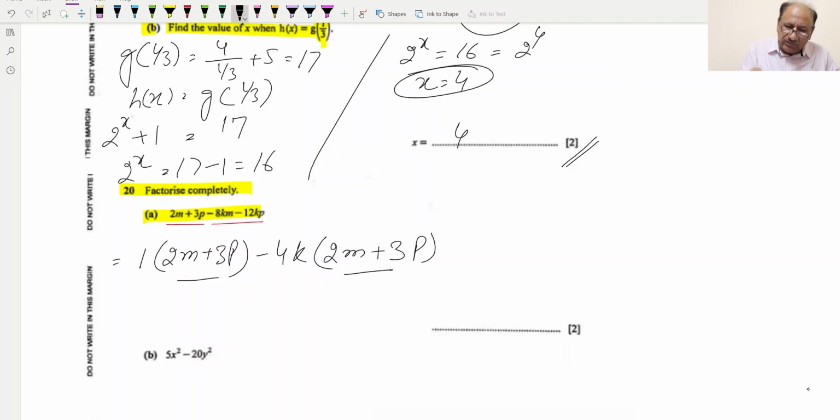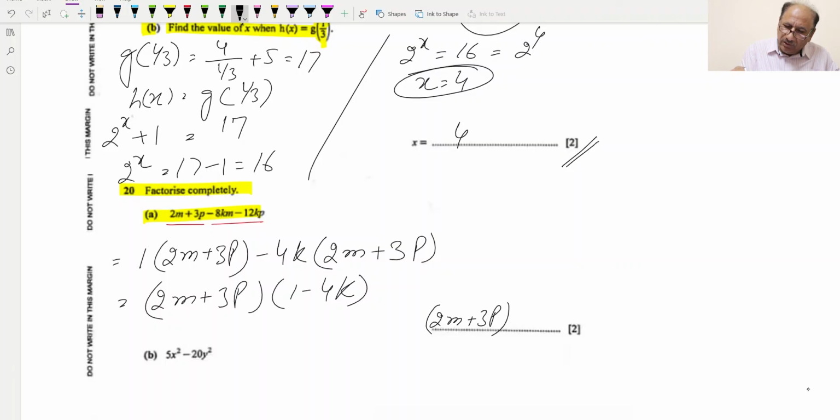So this and this are the same, so we can rewrite it as 2m plus 3p, and inside the bracket 1 minus 4k, and this will be our final answer, which we can provide at the proper location. And this is a 2-mark question which is done.